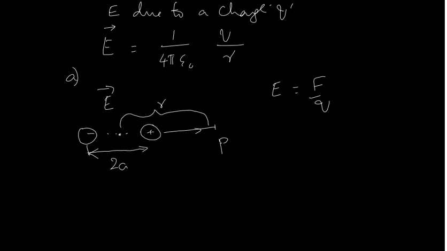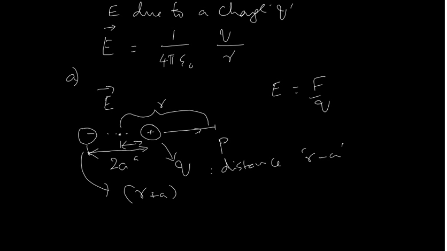If you want to calculate, this distance is R, and this part is A. So from this plus Q, the distance to the point P is R minus A. If you are considering from the minus Q to the point P, the entire distance is R plus A. So in one case it's R minus A, in the other case R plus A.